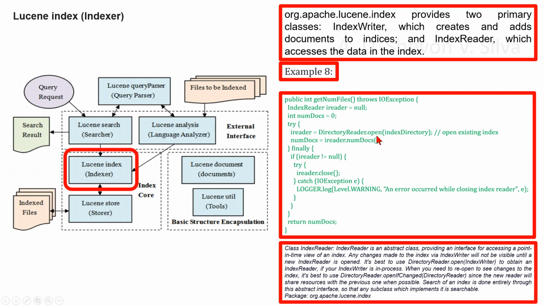If your IndexWriter is in progress, when you need to reopen to see changes in the index, it's best to use DirectoryReader.openIfChanged, since the new reader will share resources with the previous one when possible. Searching of an index is done entirely through this abstract interface, so that any subclass which implements it is searchable. This is in package org.apache.lucene.index. This is opening an existing index here.